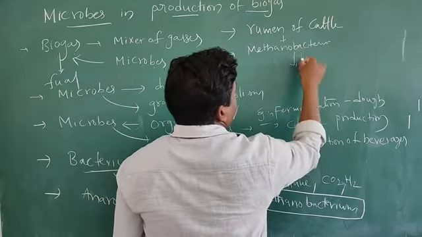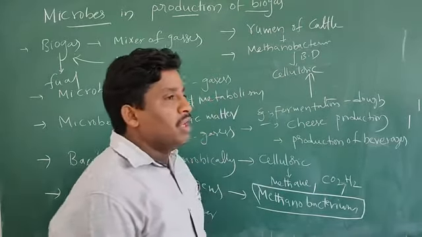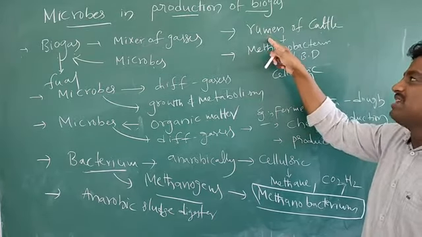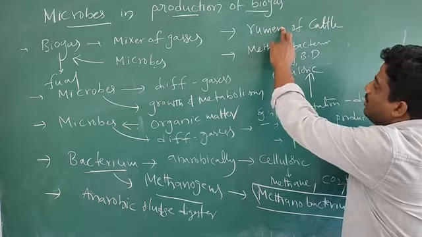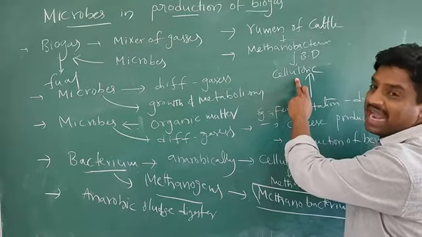breaks down the cellulosic material. As a result, what will happen? It will play a major role in the nutrition of cattle. That's it. So what is the main function of these bacteria? Methanobacteria are mainly present in the rumen of cattle, where a large amount of cellulosic material, that is grass, is present. So the methanobacterium breaks down the cellulosic material and also plays a major role in the nutrition of cattle.